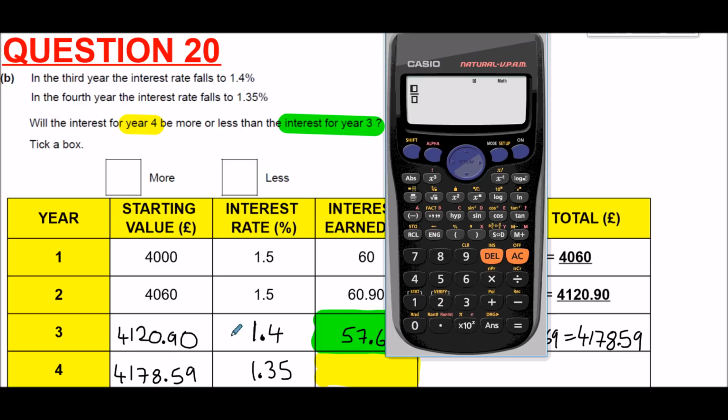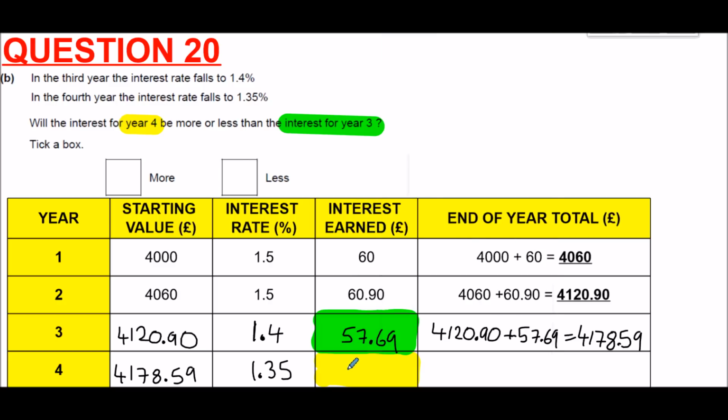So the calculation now for the percentage in year 4 is 1.35 out of 100, 1.35%, that percentage of 4178.59, which comes to £56.41. Now you could carry on if you wanted just to complete the question, that's fine, but we've actually got the two figures here we need to compare, so we don't need to carry on. You could if you wanted to.